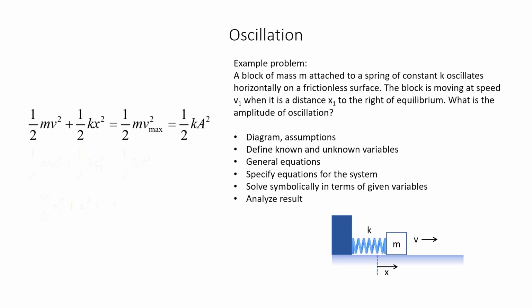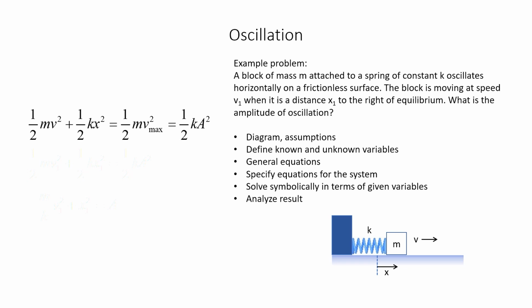Let's use this to solve a simple problem. Here we have a block of mass m attached to a spring of constant k. It's oscillating horizontally on a frictionless surface. The block is moving at speed v1 when it's a distance x1 to the right of equilibrium. The question is, what is the amplitude of oscillation?